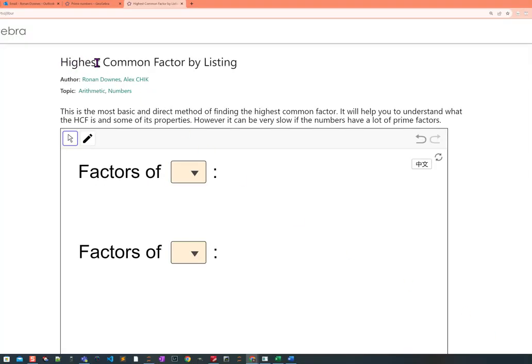In this app, we try to find the highest common factor by listing the factors of a number. Now this is a basic and direct method of finding the highest common factor. Without any real theory, you just brute force write down all the factors that you can think of that divide into the numbers, and then you take the highest of them.